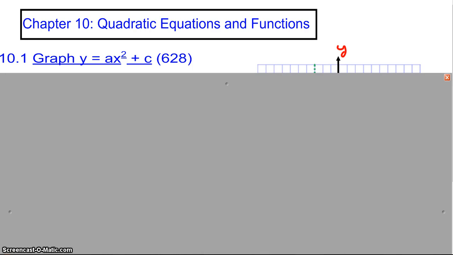Okay, Chapter 10, Quadratic Equations and Functions. 10.1, graph y equals ax squared plus c. This begins on page 628. We're graphing a quadratic equation, and how do you know this equation is quadratic? Yep, it's that exponent of 2. The input is being squared.